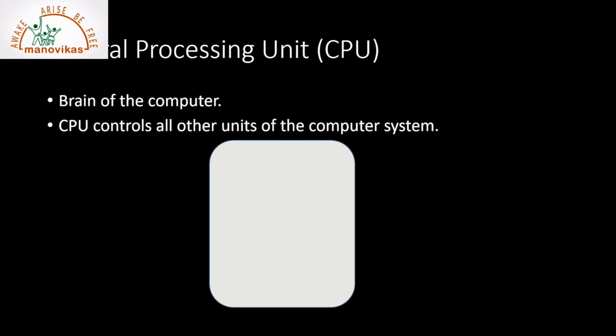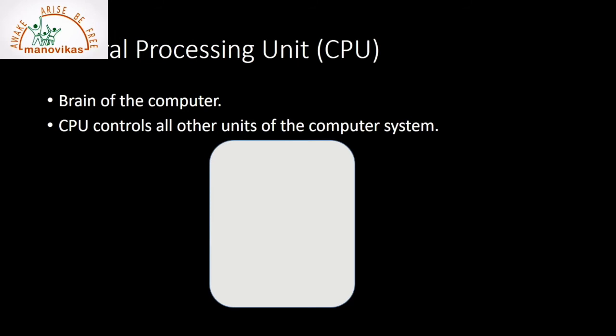That's because the brain controls all the functioning of our body. Similarly, the CPU controls every part of the computer. It also makes decisions.